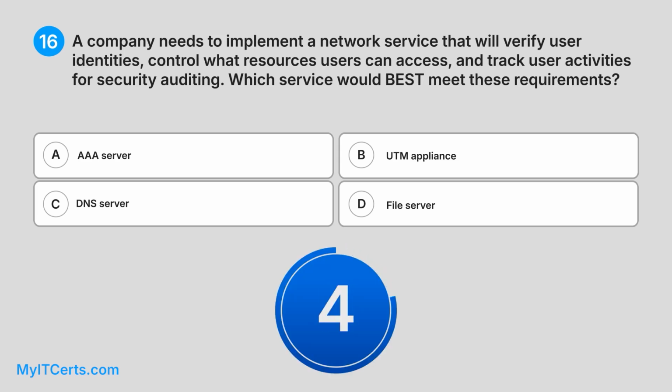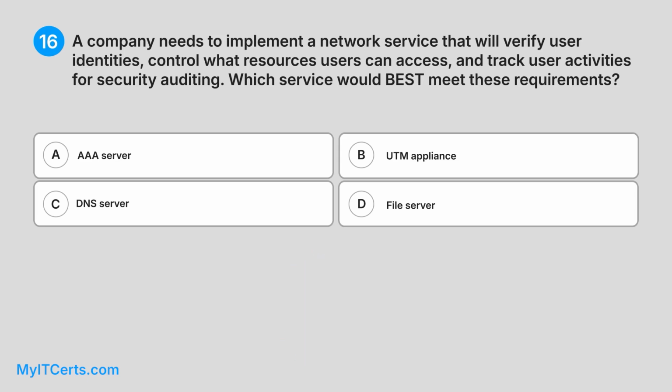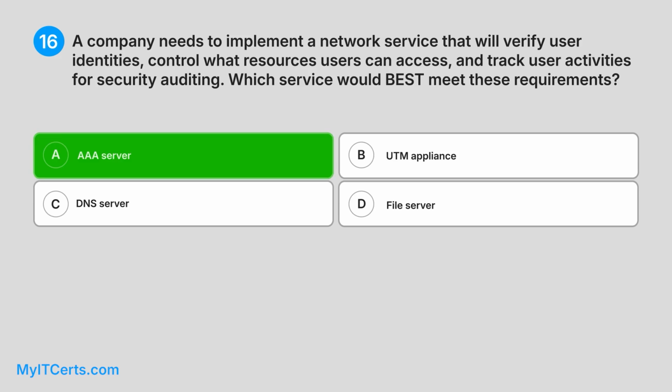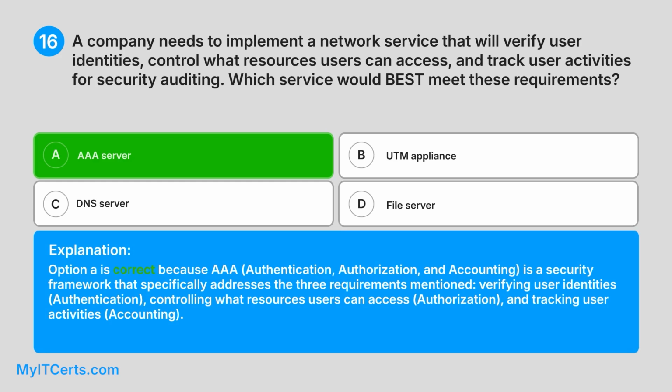Do you know the answer? Correct answer, A, AAA server. Explanation. Option A is correct because AAA, authentication, authorization, and accounting, is a security framework that specifically addresses the three requirements mentioned: verifying user identities, authentication, controlling what resources users can access, authorization, and tracking user activities, accounting.